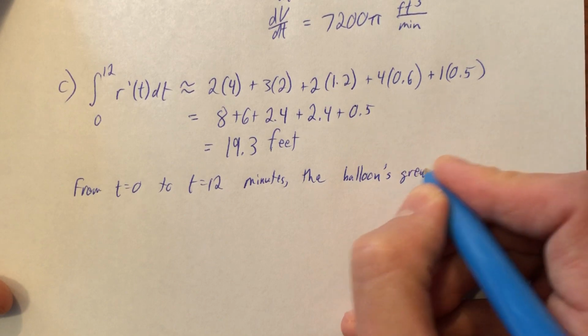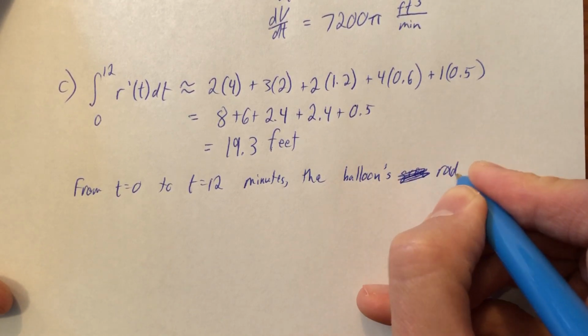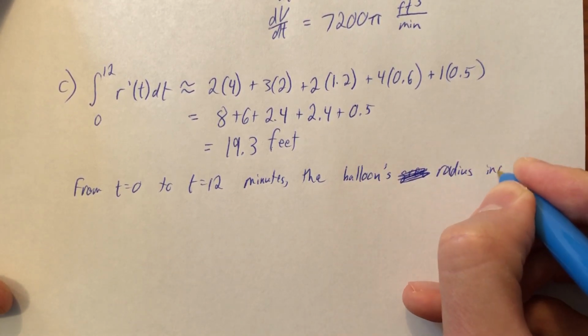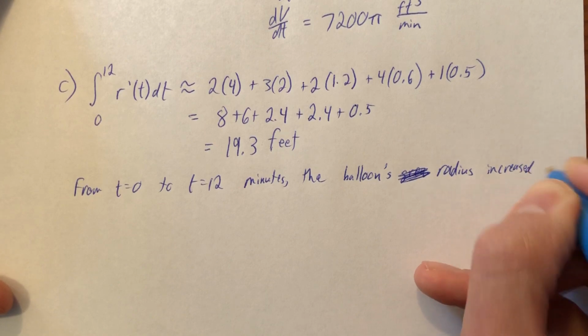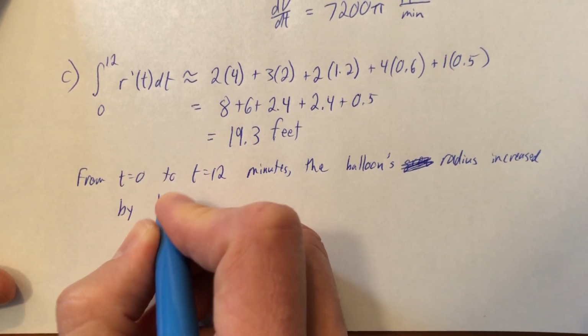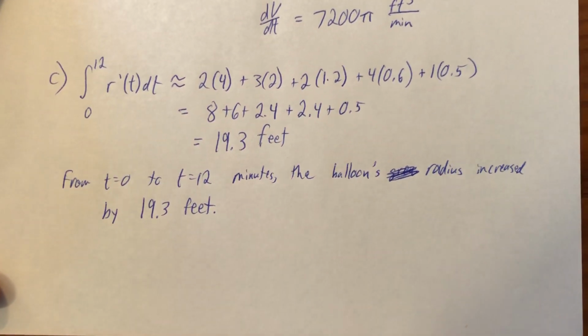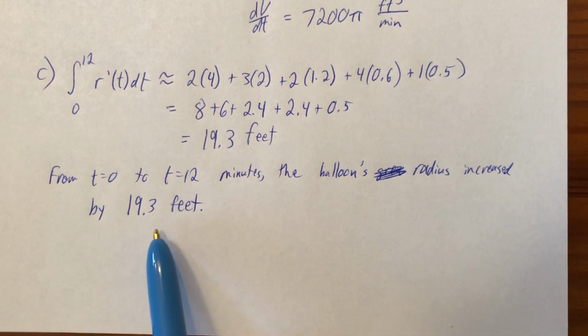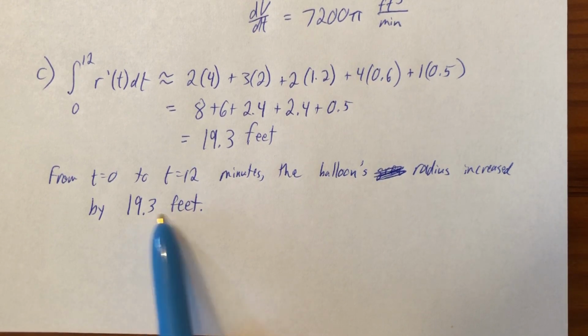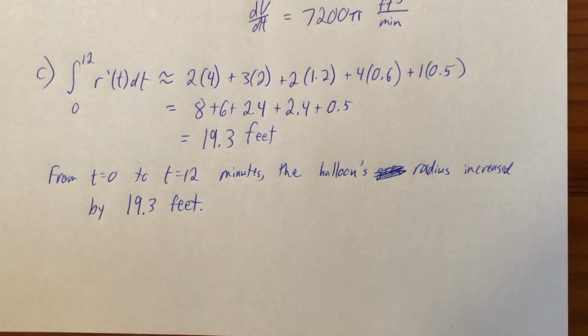Let me change the wording of that. The balloon's radius increased by 19.3 feet. Okay, now that's not to say the radius is 19.3 feet. Maybe they didn't start at 0, but it grew by that much. All right, now, part D.